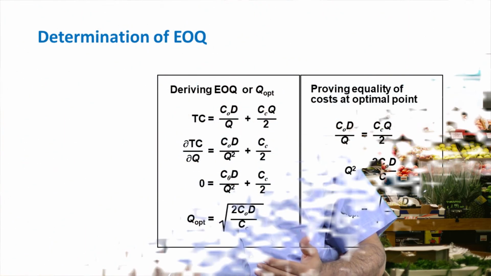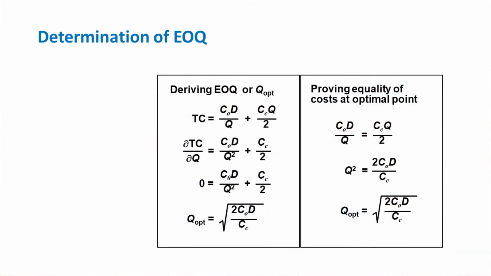Now, how is EOQ determined? There is a process involved in finding the EOQ formula. You calculate total cost as equal to annual carrying cost plus total ordering cost, because you want the inventory cost to be minimum.